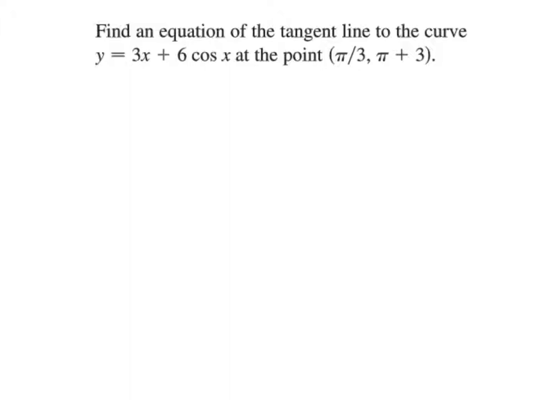All right, so in this problem, there's really three critical pieces of information that are conveyed in this sentence. The first is what we're trying to find. We're trying to find the equation of the tangent line. So tangent line already, that's going to be pointing me in a particular direction. But of course, I need to know what to do some of that stuff too. I have an equation here: y equals 3x plus 6 cosine of x. And I have a very particular point: pi over 3 comma pi plus 3.